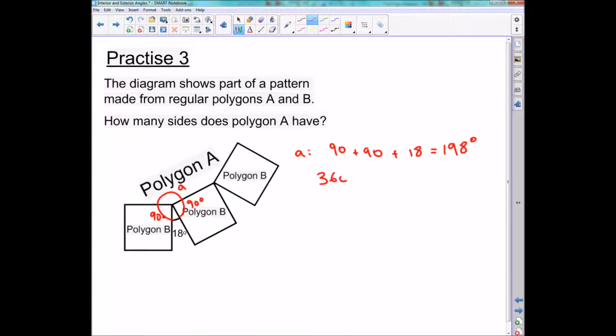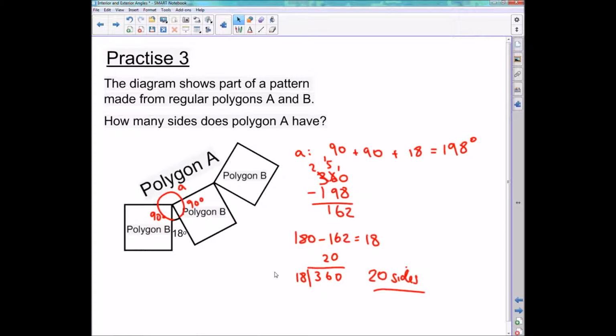Okay, so now I need to take this away from 360 to get what the interior angle is for polygon A. So starting off, I need to borrow. Borrowing again. I get an interior angle of 162 degrees. Now, if you remember, exterior angles are the ones we want, so I need to take that away from 180, which gives me 18. Now, all I need to do is divide 360 by 18, and I'll get the number of sides. So 36 divided by 18 is 2, and 0 divided by 18 is 0. So I get 20 sides.